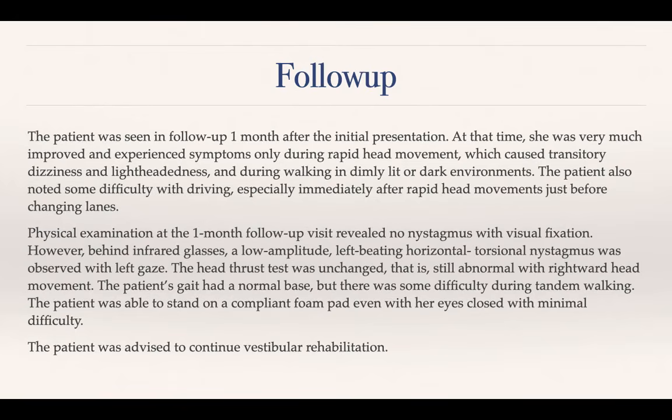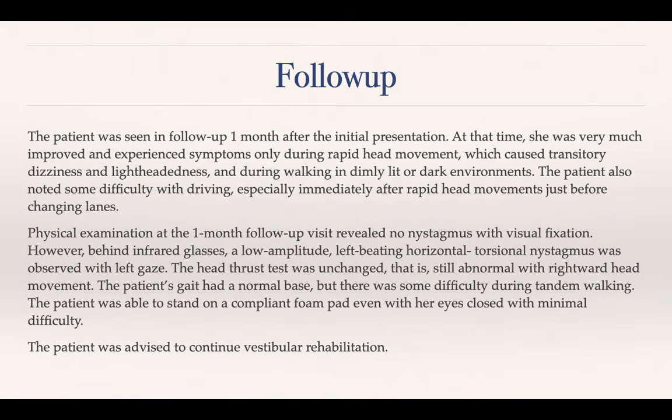The patient also noted some difficulty with driving, especially immediately after rapid head movement just before changing lanes. Physical examination at the 1 month follow-up visit revealed no nystagmus with visual fixation. However, behind infrared goggles, a low amplitude left beating horizontal torsional nystagmus was observed with the left gaze. This is what we spoke about before. In addition to removing the fixation, you also need to make the person look in one direction to manifest a certain vestibular asymmetry, okay, when it is of very low intensity.